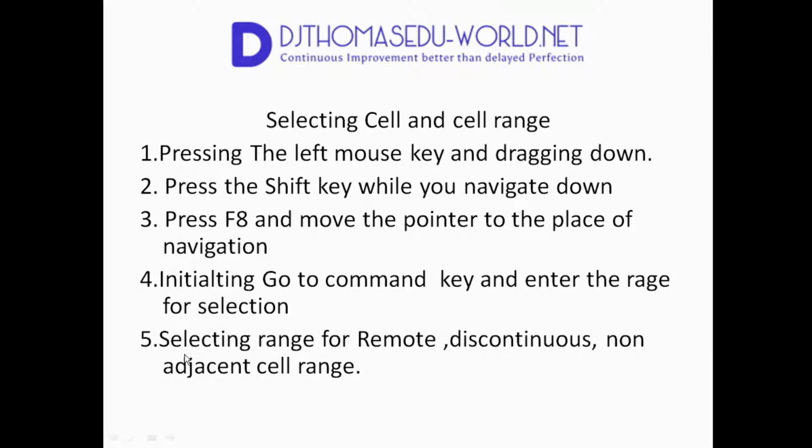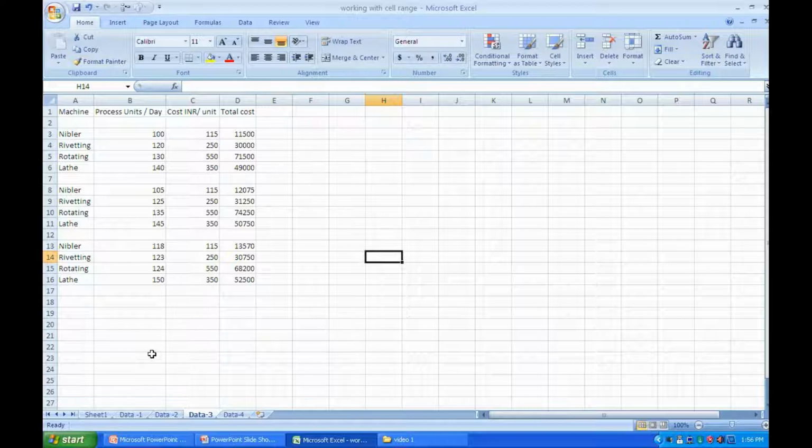Fifth point, selecting a remote, discontinuous, non-adjacent cell range. Let's see how we can perform this in Excel. Assuming this is my data, as explained, remote discontinuous means that in this data, row 2 has no data, it is discontinued, and likewise row 7 is discontinued and row 12 is discontinued. How do we select this?